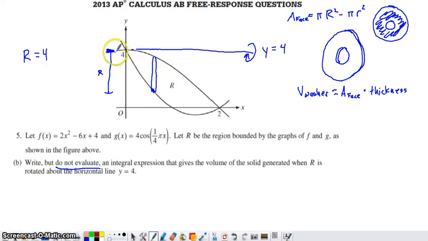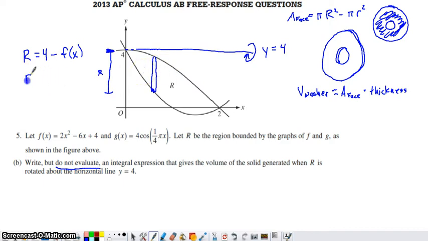Right? The axis of rotation has a y value of 4. And then the smaller y value is the y value at the bottom of the slice. Now no matter where we draw the slice, the y value at the bottom of the slice is always on the parabola, and the parabola is defined by f of x. So the big radius is going to be 4 minus f of x.